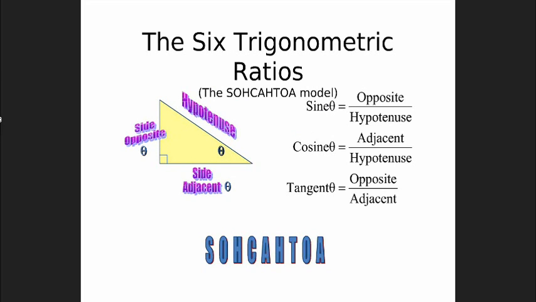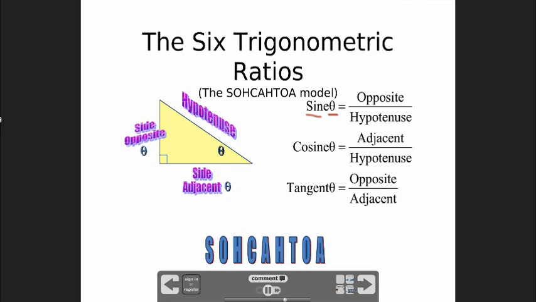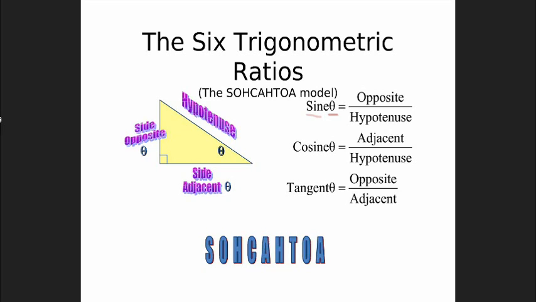A good way to remember is, as I said before, SOHCAHTOA, like an Indian tribe. And it stands for the sine of the angle, not the angle itself, the sine of the angle. The sine of the angle is a ratio, not to be confused with the angle. The cosine of the angle is the adjacent over the hypotenuse, and the tangent of the angle is the opposite over adjacent.